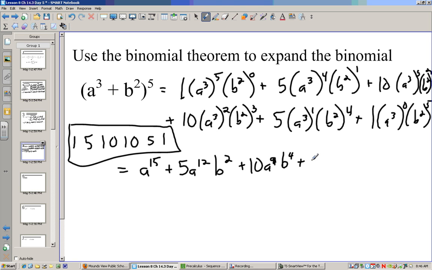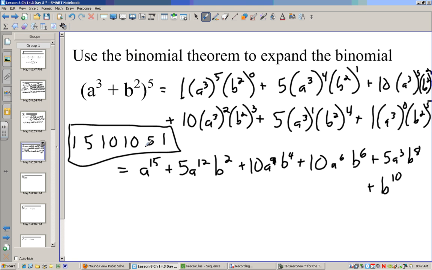Now, the next one has a coefficient of 10, a to the 6th, b to the 6th also. This next term would be 5a to the 3rd, b to the 8th. And then finally, 1 times 1 times b to the 10th.